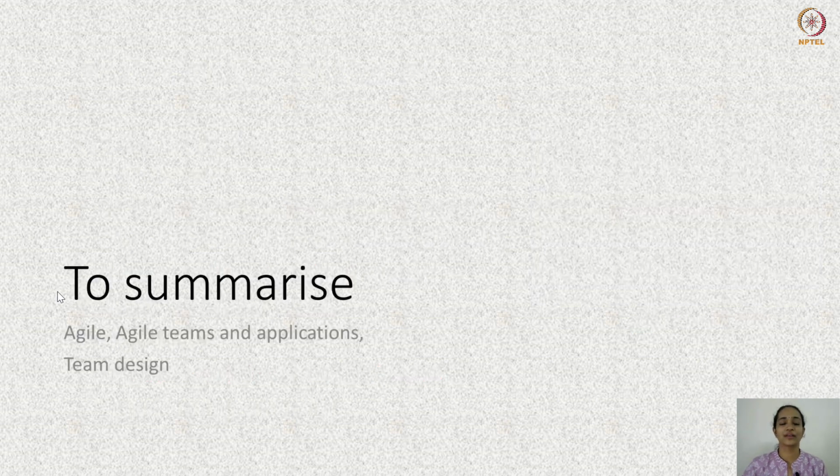To summarize, in this lecture, we have looked at what is agile methodology. We saw what are the situations in which agile methodology developed. We looked at what are agile teams and some of its common applications. Then we looked at how we can design agile teams, the composition of agile teams, the structure of agile teams.